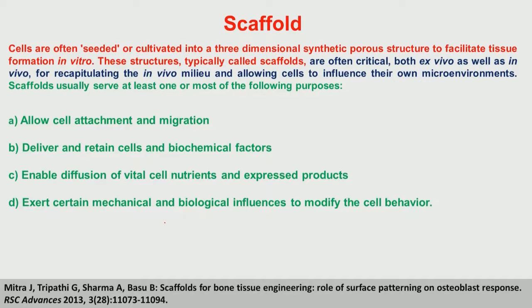Scaffold normally means a porous material, and this porosity is very helpful for cell colonization, cell growth and proliferation, and also to some extent cell differentiation. So, these scaffold structures are essentially 3-dimensional synthetic porous structures, as has been mentioned very clearly in the first line itself, to facilitate tissue formation in vitro.